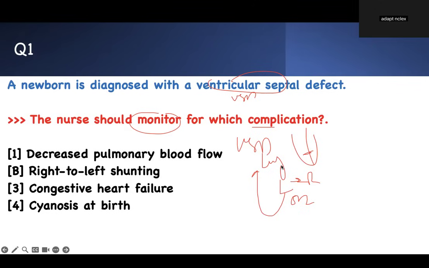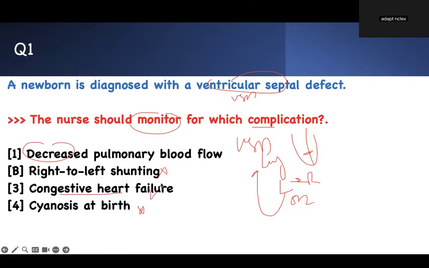Do you expect a left to right shunt to cause cyanosis at birth? No, because the blood is already oxygenated. Do you expect a right to left shunt? What I already said is that a right to left shunt is wrong. If more blood is going to the right ventricle, therefore, what is going to happen? More blood goes to the lung. There is not going to be decreased pulmonary blood flow. Therefore, what is going to happen?